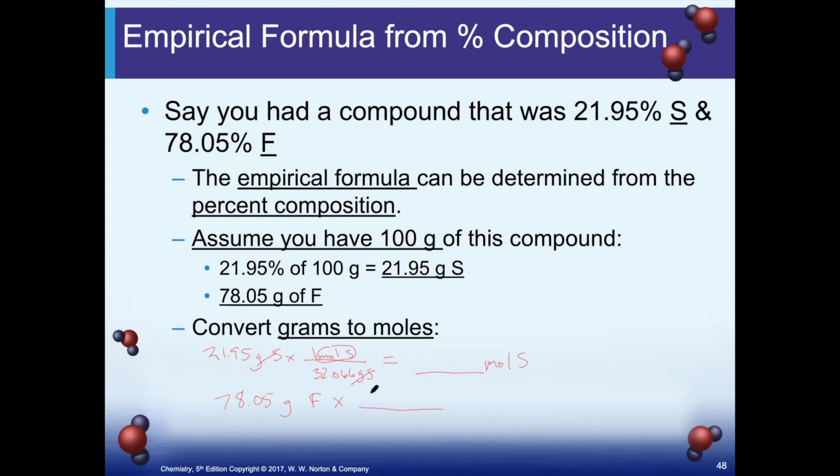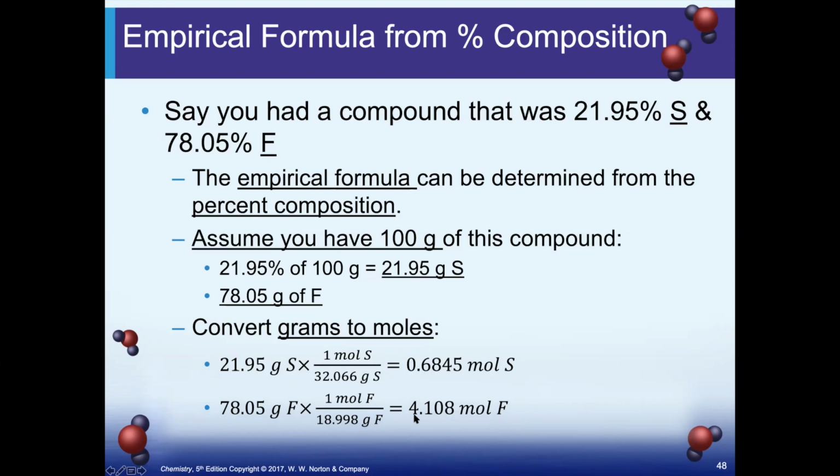And the molar mass, according to the periodic table, says that 1 mole of fluorine is 18.998 grams of fluorine. So grams of fluorine over grams of fluorine cancel. So I get some number of moles of the element fluorine. Okay? All right, so I'll erase that and show it to you, the PowerPoint. Okay, the number turns out to be 0.6845 moles of sulfur and 4.108 moles of fluorine.